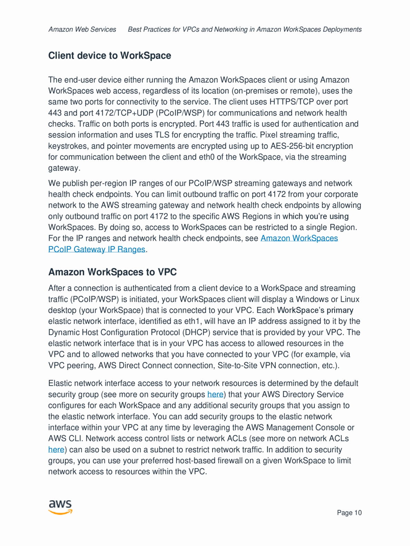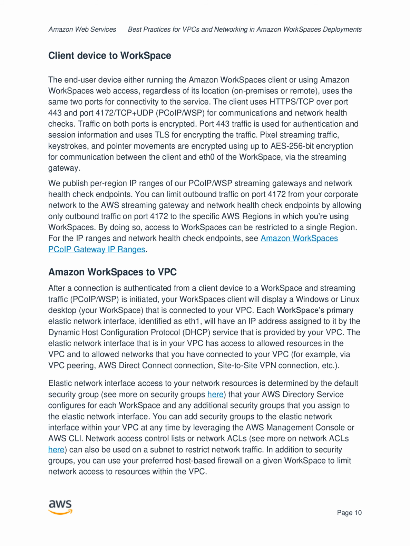We publish per region IP ranges of our PCoIP/WSP streaming gateways and network health check endpoints. You can limit outbound traffic on port 4172 from your corporate network to the AWS Streaming Gateway and Network Health Check endpoints by allowing only outbound traffic on port 4172 to the specific AWS regions in which you're using WorkSpaces. By doing so, access to WorkSpaces can be restricted to a single region. For the IP ranges and Network Health Check endpoints, see Amazon WorkSpaces PCoIP Gateway IP ranges.